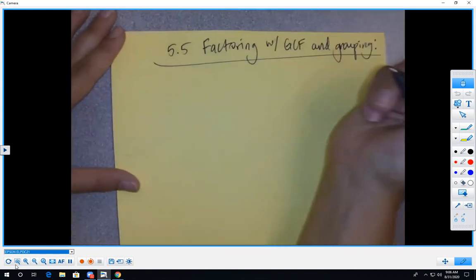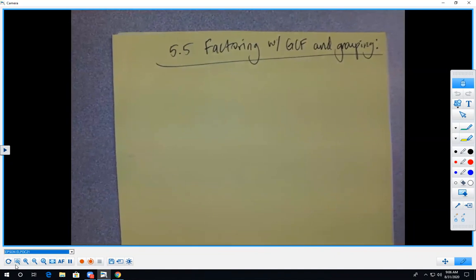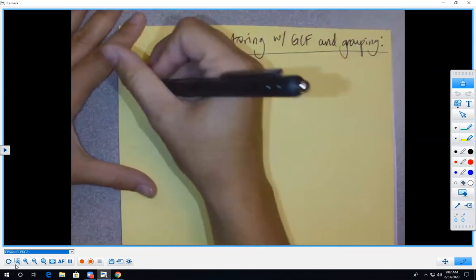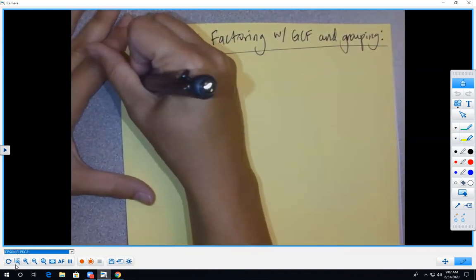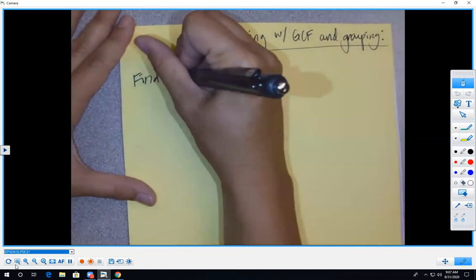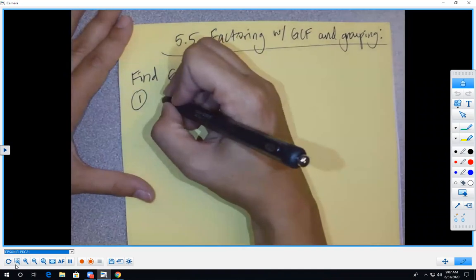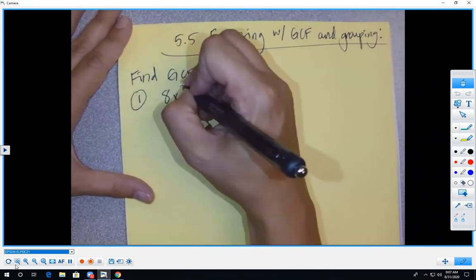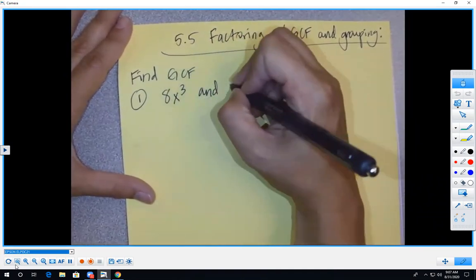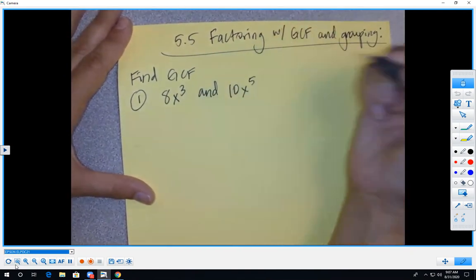Okay, so the first thing we did last class was just find the greatest common factor. If I gave you a few different things, let's just do 1 or 2 of those. So if I'm giving you 8x to the 3rd and 10x to the 5th.